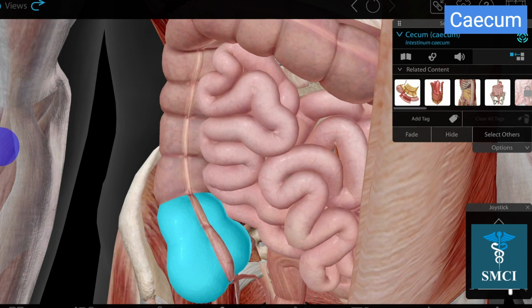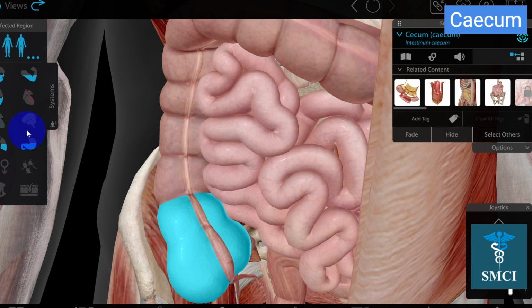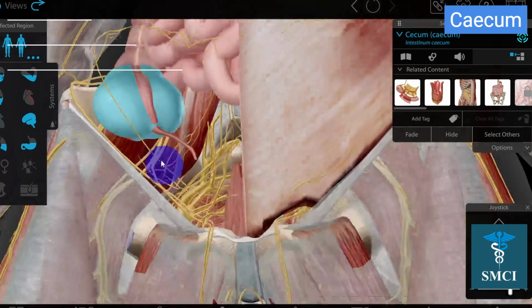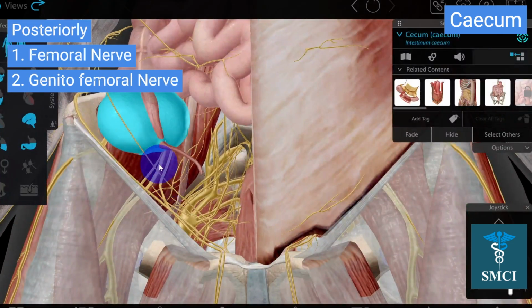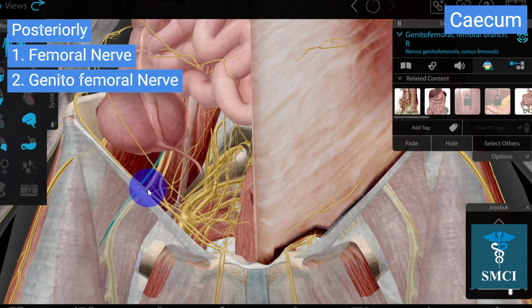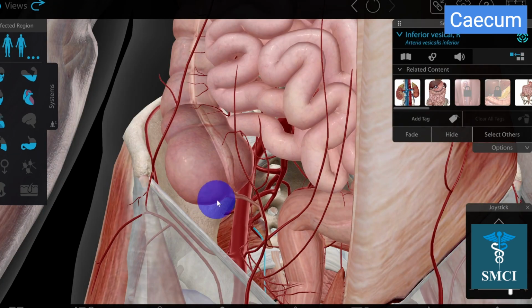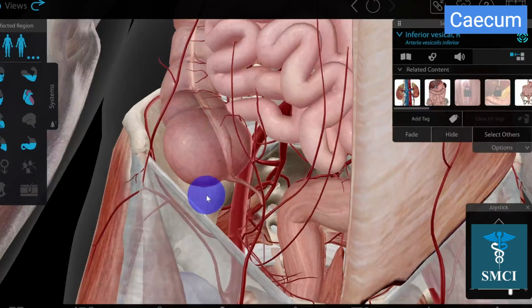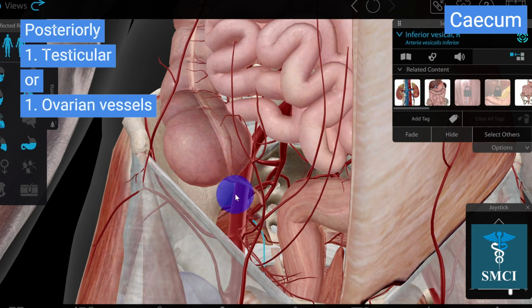Now let's discuss the nerves related posteriorly to the cecum. We need to remember two nerves: the femoral nerve and the genitofemoral nerve. As you can see here, these two nerves are located posterior to the cecum. Let's understand the posterior relations of the vessels. Among the vessels we will remember the testicular vessels in the male and the ovarian vessels in the female. They are situated posterior to the cecum.